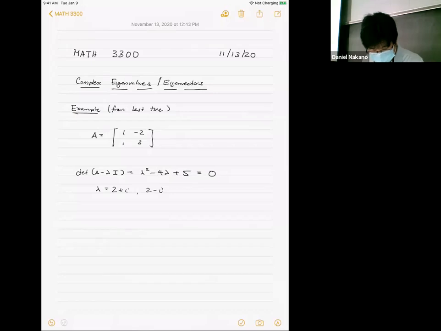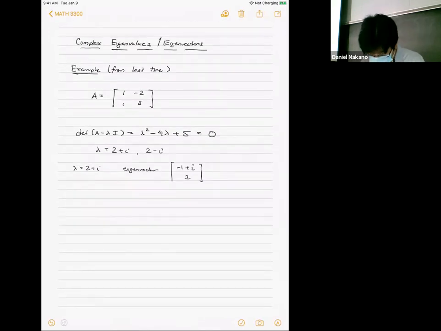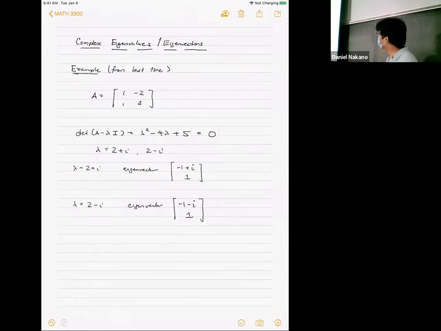Now, for 2 plus i, here's an eigenvector: -1 plus i and 1. Any multiple of that is an eigenvector too. And if I take lambda equal to 2 minus i, then the eigenspace is spanned by the vector -1 minus i and 1. So we computed this out. We figured out what the null space of A minus lambda I was, and that's how we computed the eigenvectors.